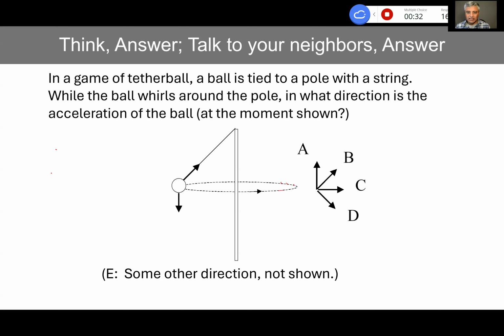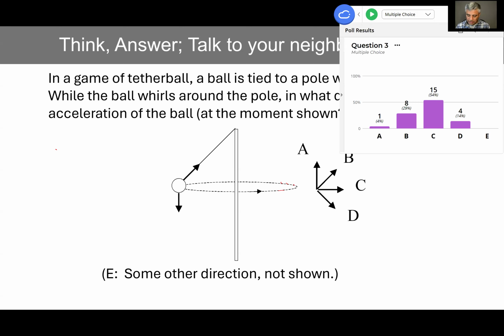Thirty more seconds. 5 more seconds. 5, 4, 3, 2, 1, and it stops. Okay, so let's see what we got here. Mostly C, there are some B and D as well. Okay.